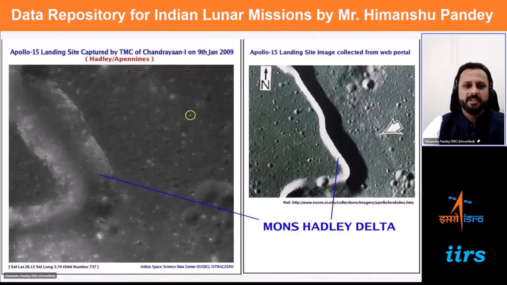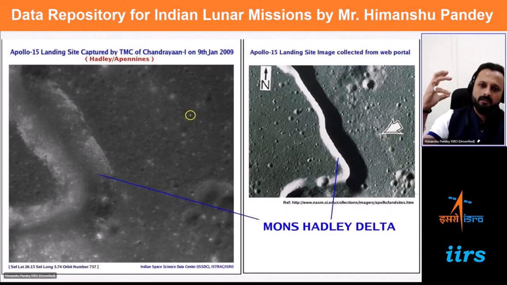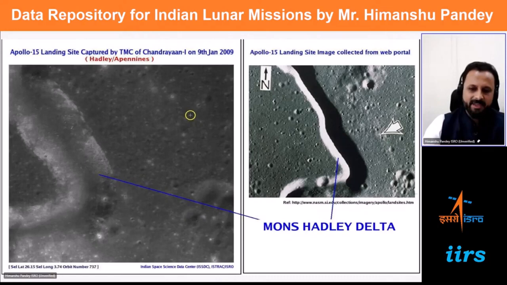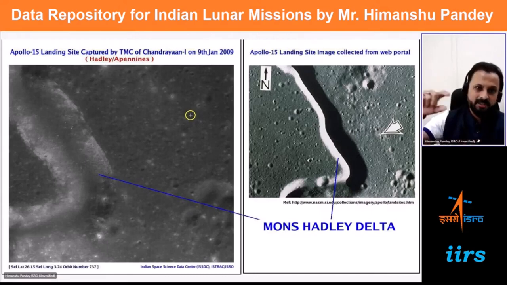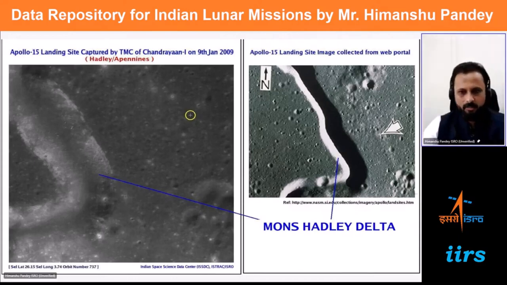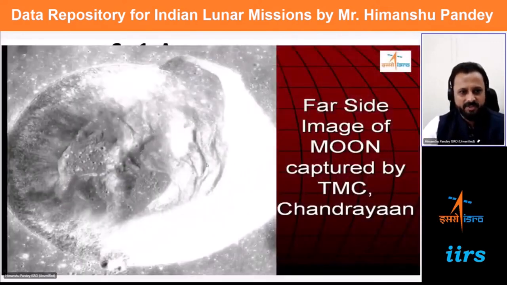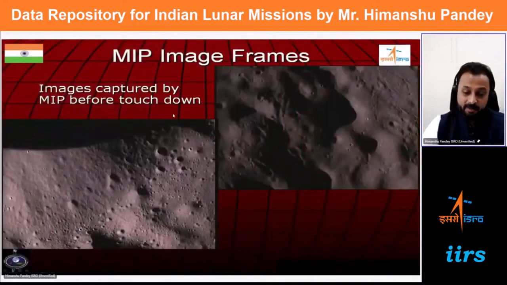But here now, with respect to this one, these are some popular data sets. And you know the Moon is always tidally locked to us, so we are always seeing the near face of the moon. It is not at all possible for us to see the far side with the naked eye, telescope or other things, because we are always seeing one side. So it is only possible through man-made satellites which are revolving around. There are a few far-side images of the moon also captured by Chandrayaan. This is just before touchdown. Some of the MIP frames were taken.